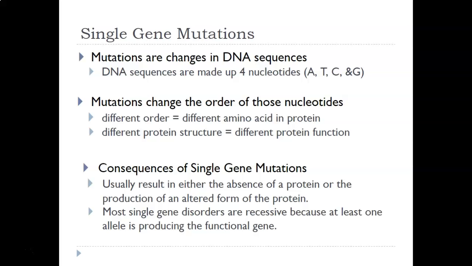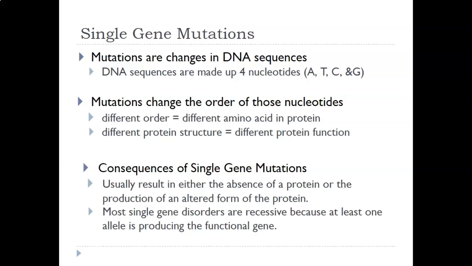So mutations change the order of those nucleotides. If you have a different order, that means you have a different amino acid, right? If you change the order of the nucleotides, you're changing what it's coding for. If you change what it's coding for, then you're changing the protein. And if you change the protein structure, you're changing the protein function. So if you mess with the structure of it, or the nucleotides that make it up, you're going to change what that does. And it's not always a good thing. Case in point, these genetic disorders, right?